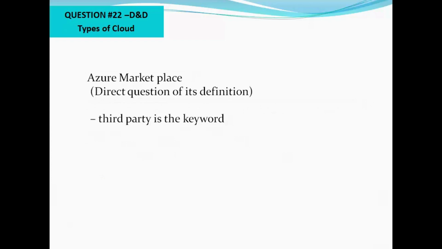Next question is a direct definition, like a drop-down question. It's given as Azure Marketplace and its definition, like third party, where we can buy third party solution providers in Azure portal. And I selected Azure Marketplace from the drop-down. So it is just the direct definition for Azure Marketplace.